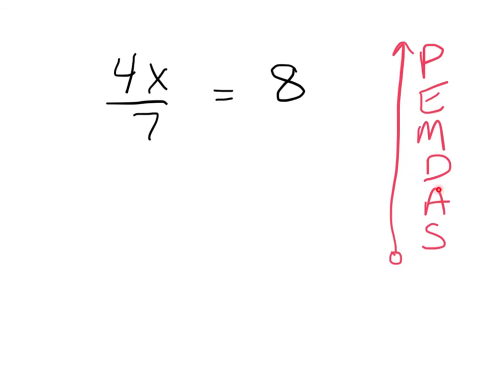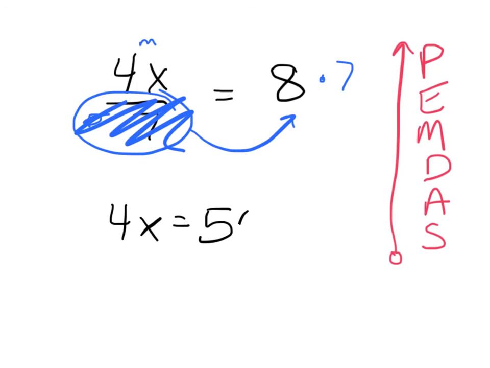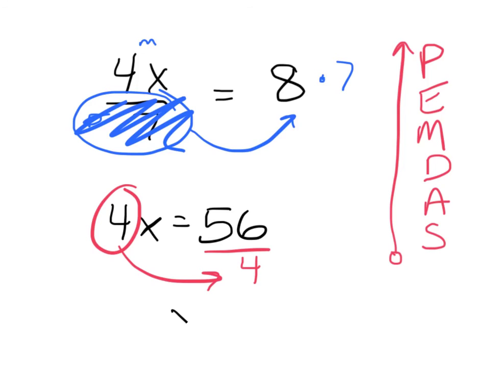Going up, I see the divide gets undone before multiply. I need to undo divide first. I've got divide and multiply. I'm going to undo my divide by 7. When I take divide by 7 to the other side, it becomes multiply by 7. Now I have 4x equals 8 times 7. 8 times 7 is 56. From here I take my times 4 to the other side. It becomes divide by 4. X equals 56 divided by 4, which is 14.